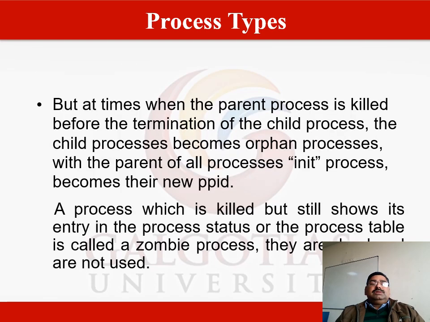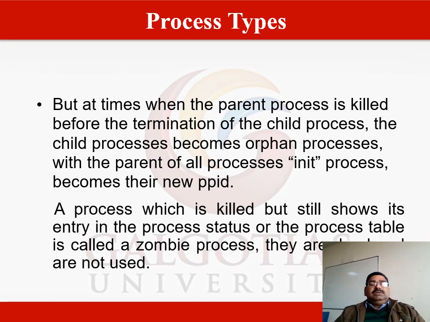At times when the parent process is killed before the termination of the child process, the child processes become orphan processes, adopted by the parent of all processes. The init process becomes their new PPID. If we kill the parent process, then init becomes the new parent process ID for the orphaned processes. Is that clear?